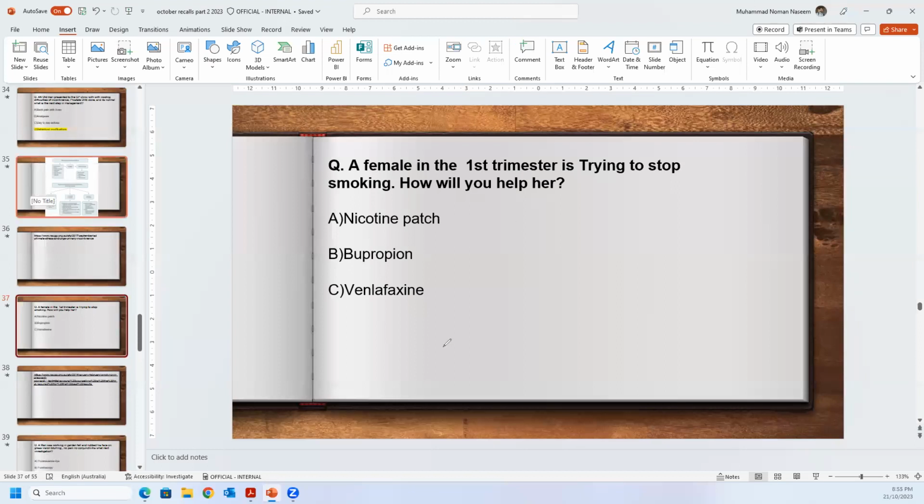All right. Next question. A female is coming in the first trimester. She's trying to stop smoking. How will you help her? Give her a nicotine patch, give her bupropion, or give her venlafaxine? Very good. Are we able to take venlafaxine during pregnancy? Is venlafaxine safe in pregnancy? Can anyone tell me? No, why? Can anyone tell me why?